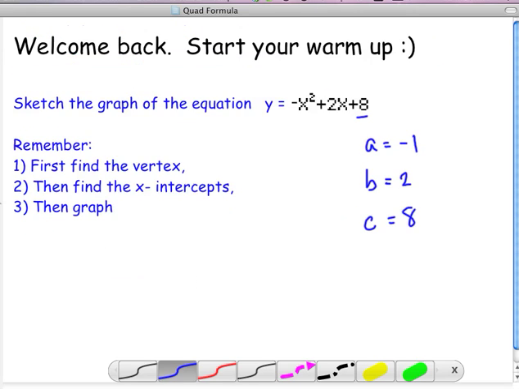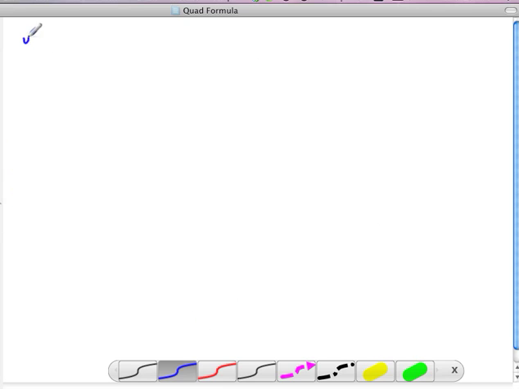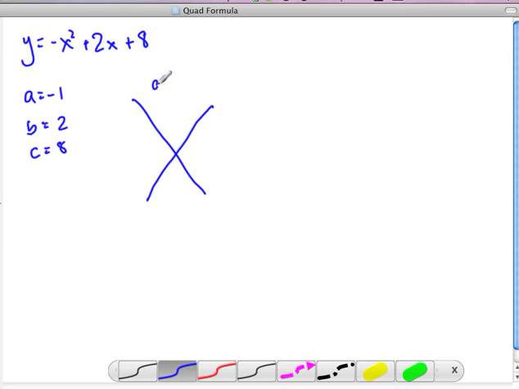So let's see. Find the vertex. I did that. Find the x-intercepts. And the way that we do that is by using Xbox. Okay. So let's start off with the x, and in the top of the x goes a times c. So that would be -1 times 8. And b, which is 2.